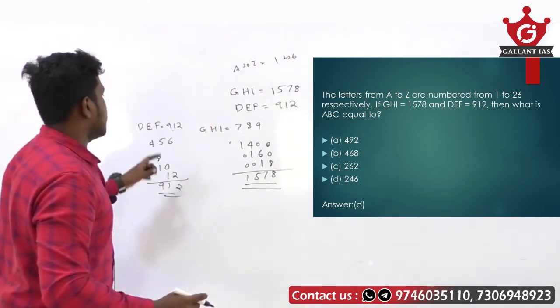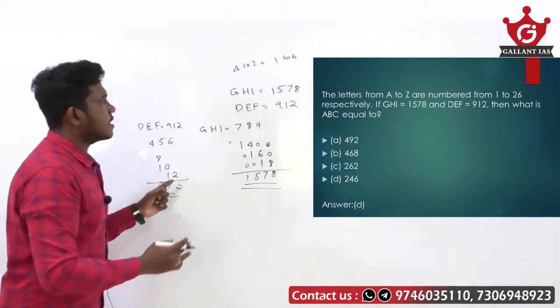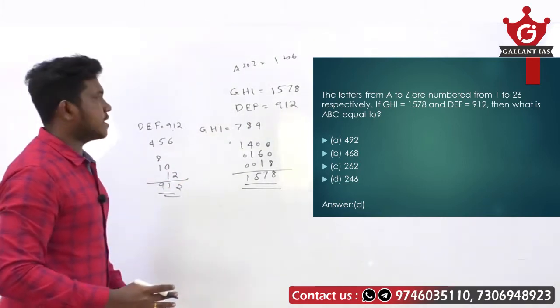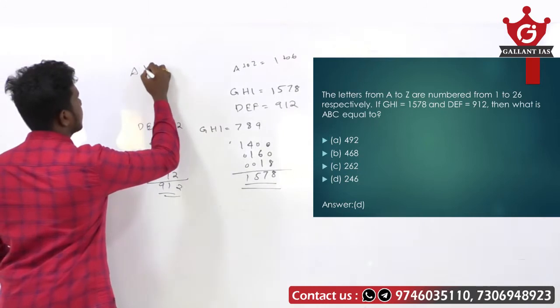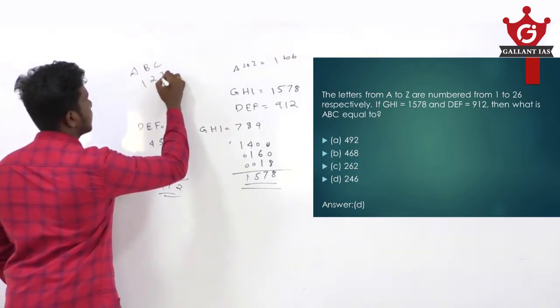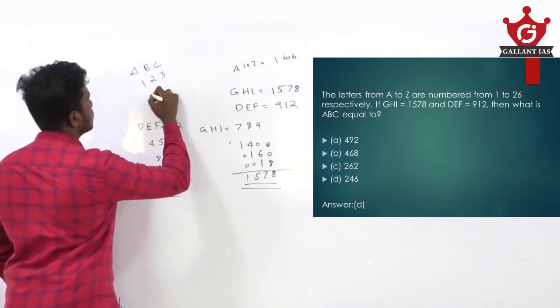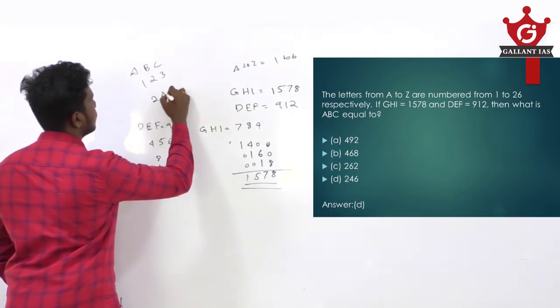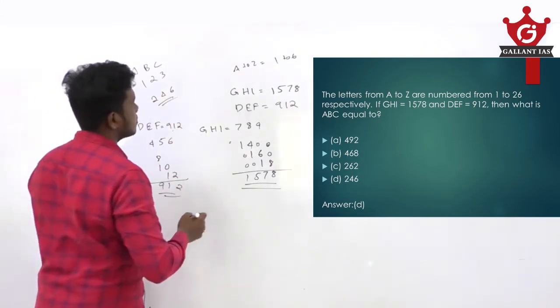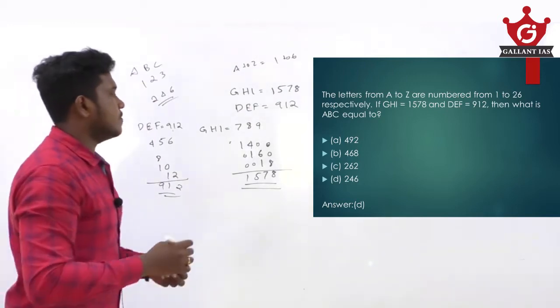Okay, so if it is like this, then what we need to find is ABC. So ABC value will be what? This is 1, 2, 3, right? So multiply it with 2. You will be getting 2, 4, 6. So our answer is 2, 4, 6. That is option D, 2, 4, 6.